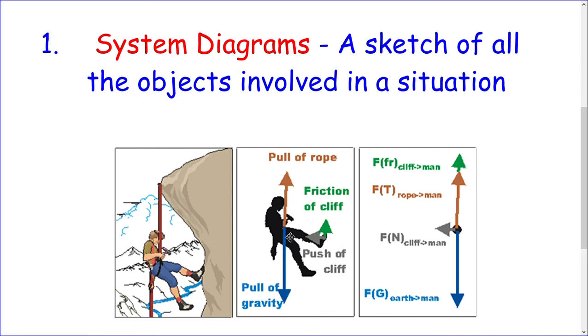So we have the pull of gravity on the person, bringing them down, the force of gravity. We have the foot on the cliff, so you can see the arrow coming over here, the push of the cliff. We also have the friction of the cliff between the foot and the mountain, and a tension force with the pull of the rope. There are many different forces acting in this scenario. A system diagram shows all of those forces in something you could look at.